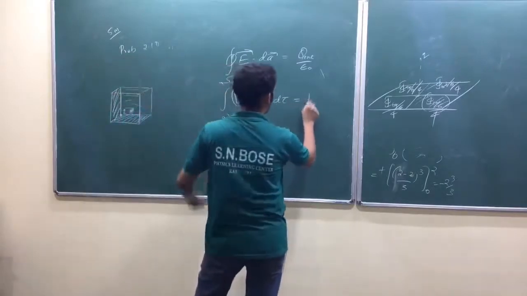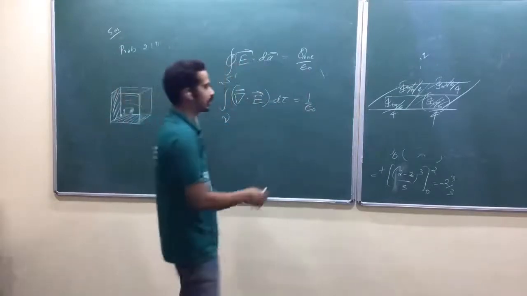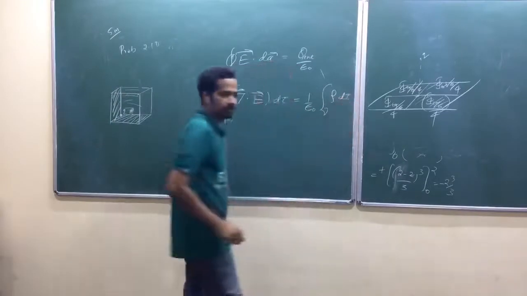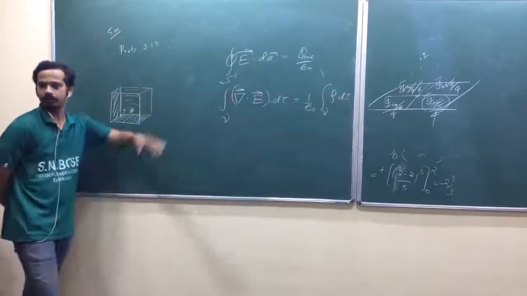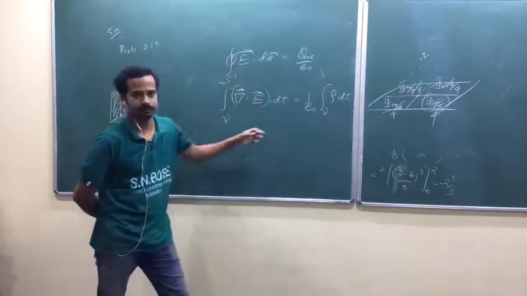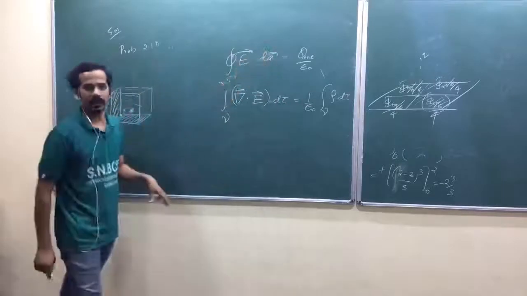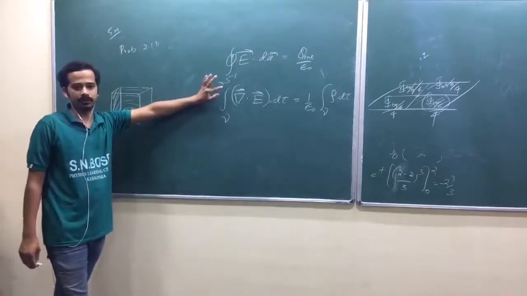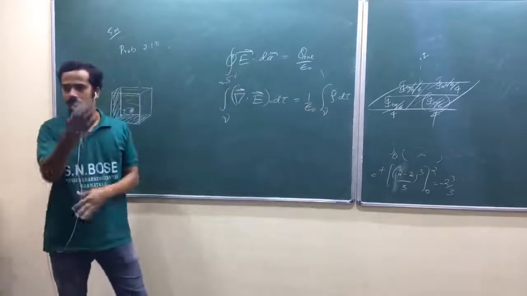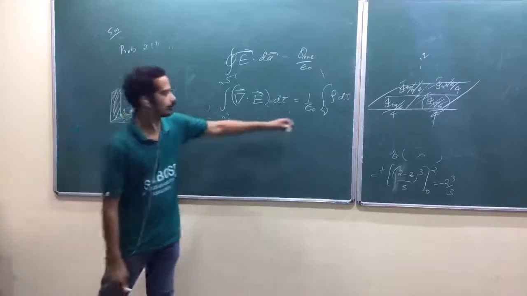So now 1 by epsilon naught times enclosed charge. We can write that again as the volume integral of charge density d tau. Charge density means charge per unit volume, times volume. We are integrating throughout the same volume, isn't it? Q enclosed, what do you mean by that one? Charge enclosed by the surface, isn't it? That can be done in this way also. Charge density, integrate that one throughout the region. Volume integrate that one throughout the region, isn't it?